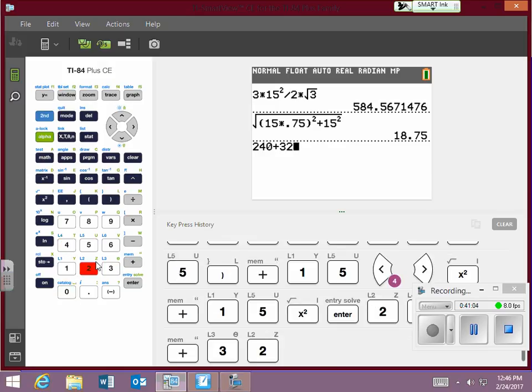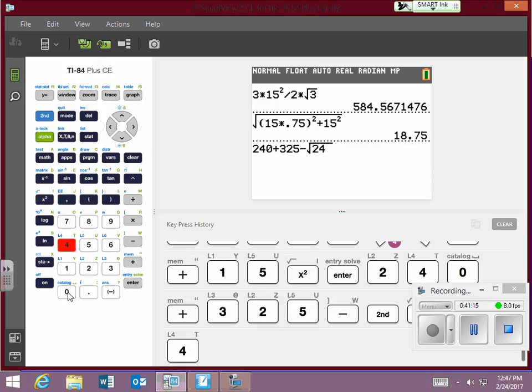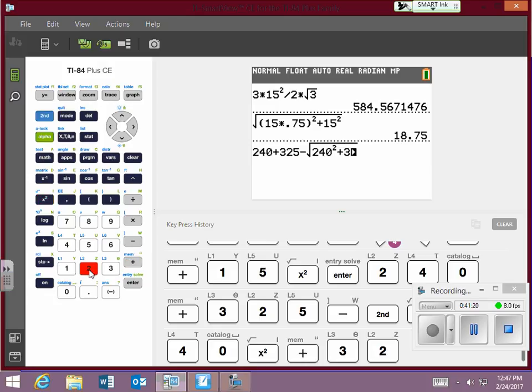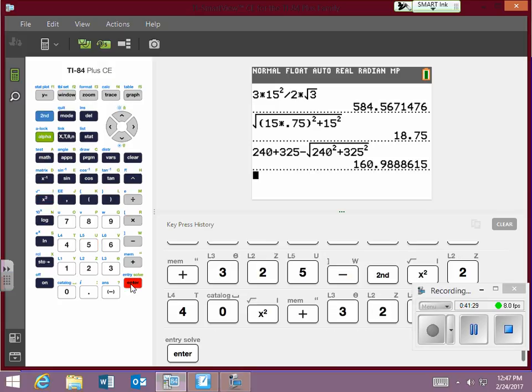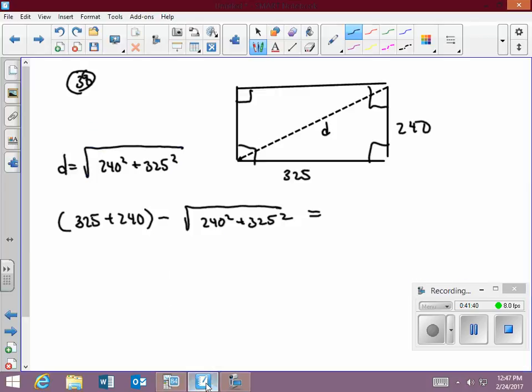So 240 plus 325 minus the square root of 240 squared plus 325 squared. Did you get 160? 161. Yeah, 160.9. So it's approximately 161.